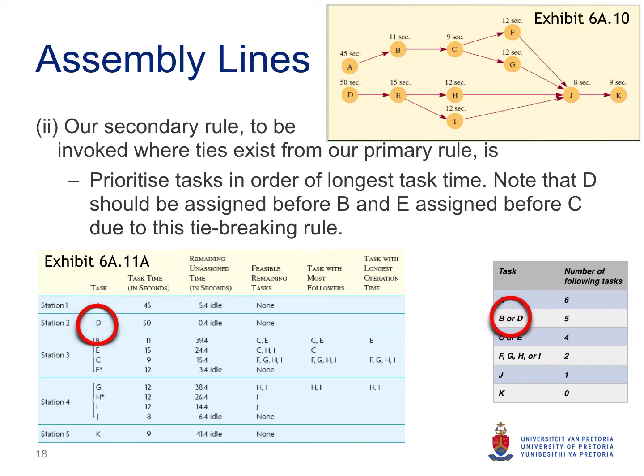Then for the next workstation, we can allocate either task B or D, according to our primary rule. But our secondary rule favors task D as it has the longest task time of the two. Thus task D is selected, with the consequence that workstation 2 has 0.4 seconds idle time.